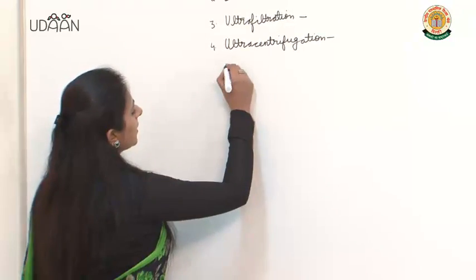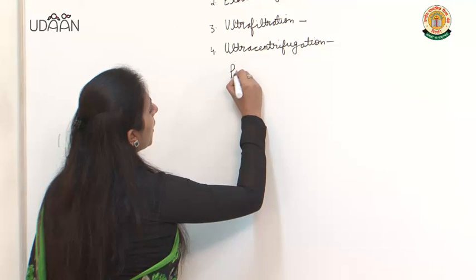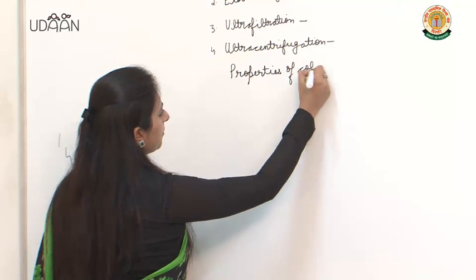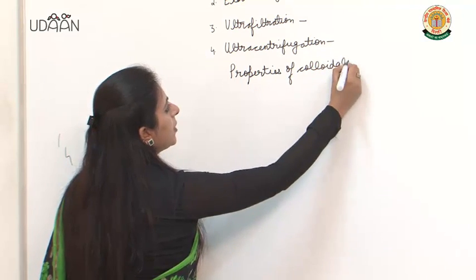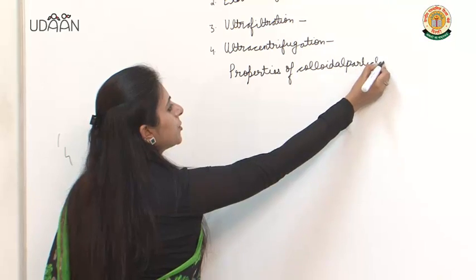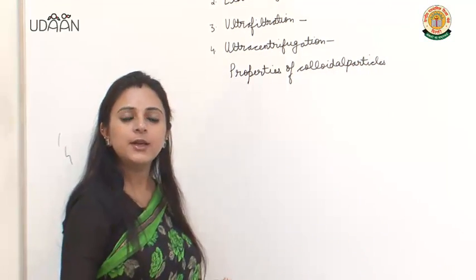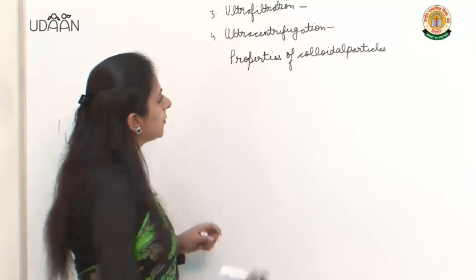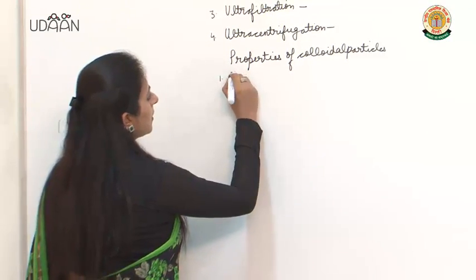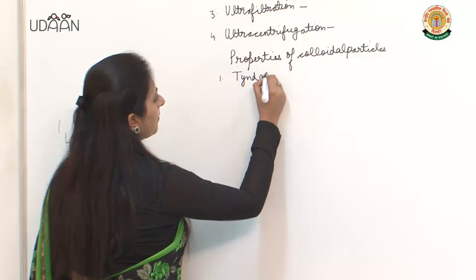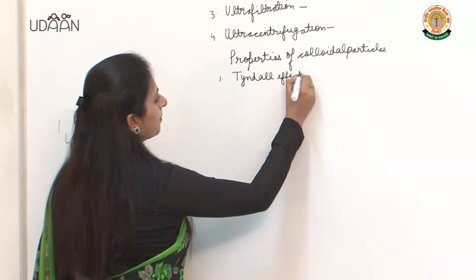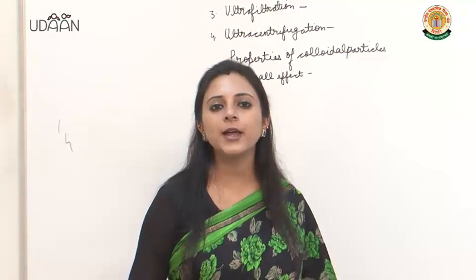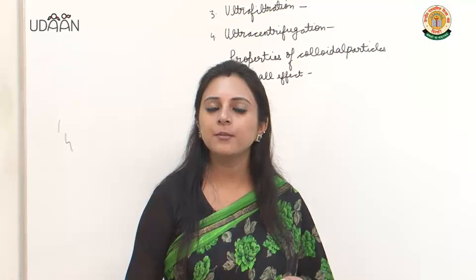Now, let us study the properties of colloidal particles. Now, colloidal particles, they are heterogeneous, and the heterogeneity can be confirmed with the properties which we are going to study. Now, the first property is Tyndall effect. So, what is Tyndall effect? Tyndall effect is the scattering of light by colloidal particles.